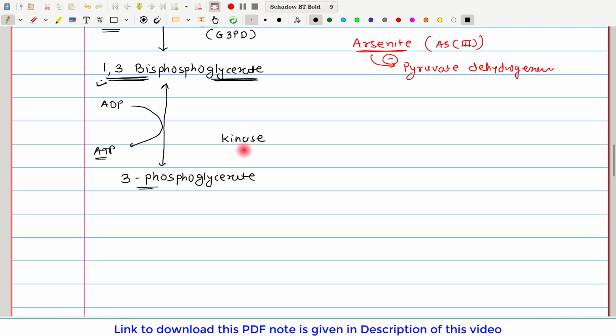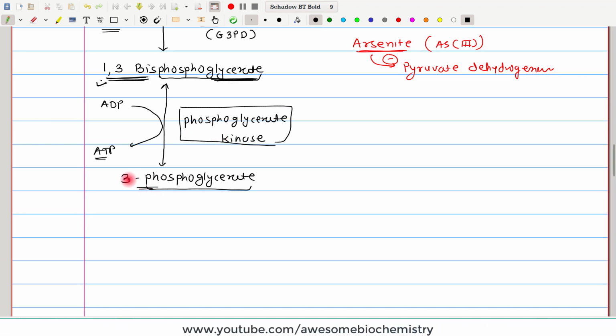And now, what kind of kinase? See, here there is a phosphoglycerate, here also there is a phosphoglycerate. So, we call this enzyme phosphoglycerate kinase. This is the complete name of the enzyme. And the second rule: whenever ATP is involved, which cofactor will be required? It will be magnesium ions, right?